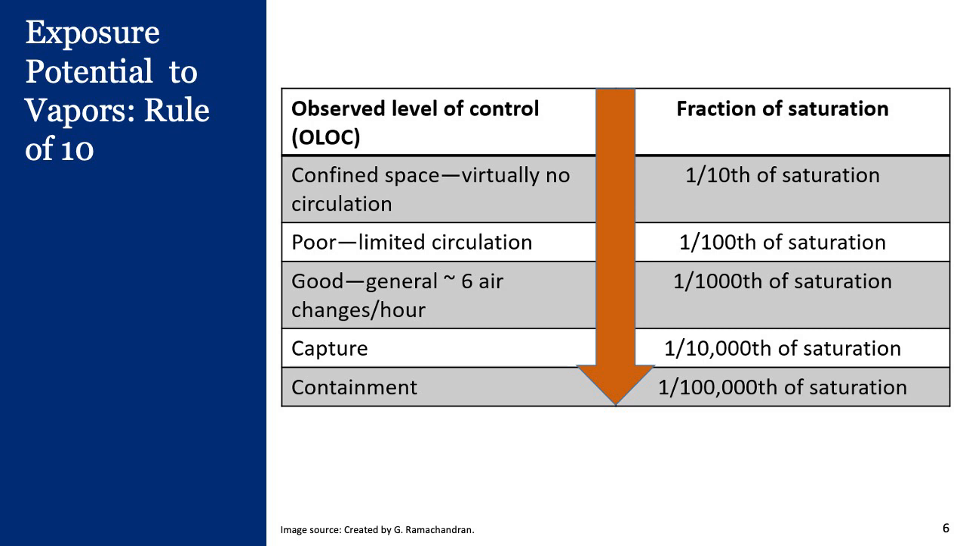In this table, we see that as we go down the table, we are getting progressively better and better control of the exposure. And therefore, on the right-hand side, we see that the concentration, as an initial guess, is reduced by a factor of 10 in each step as we go up the chain of improved control.